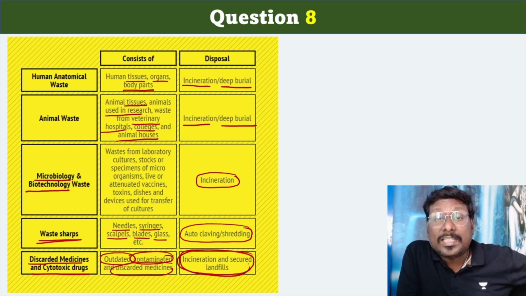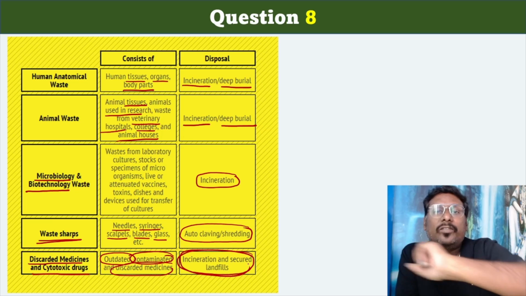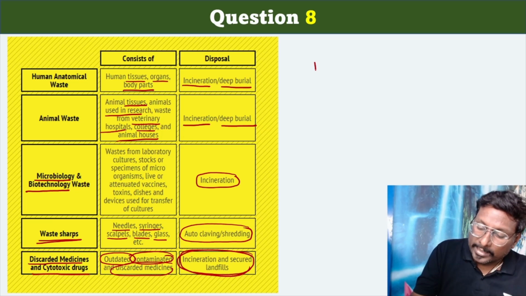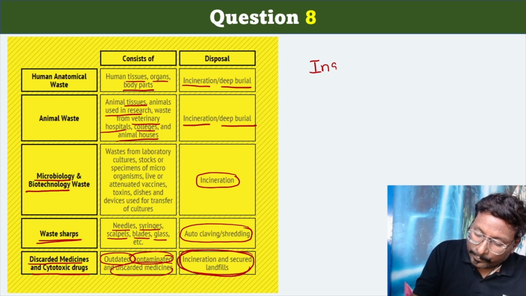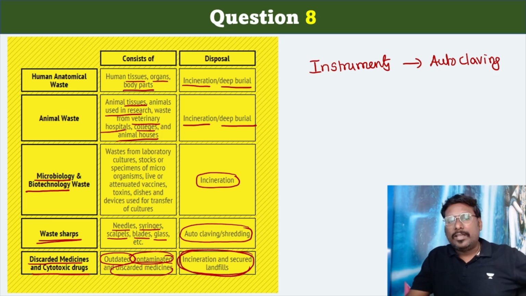Instruments, like surgical instruments, scalpel, needle, syringe, blade, glass, whatever equipment is used in treatment, that is done by autoclaving. Instruments of a hospital or instruments of a lab go for autoclaving. But waste will always go for incineration.